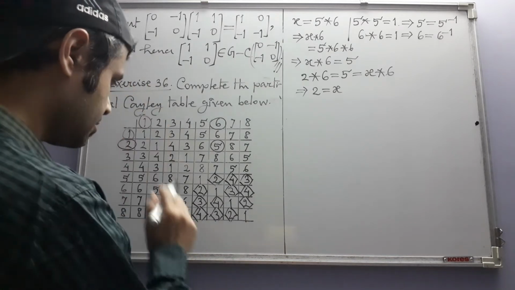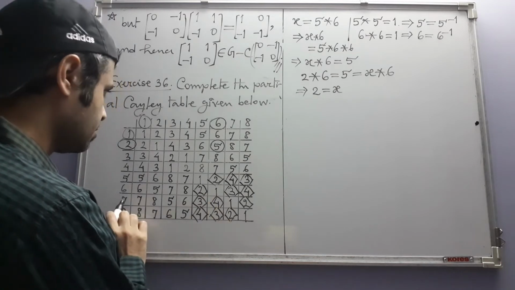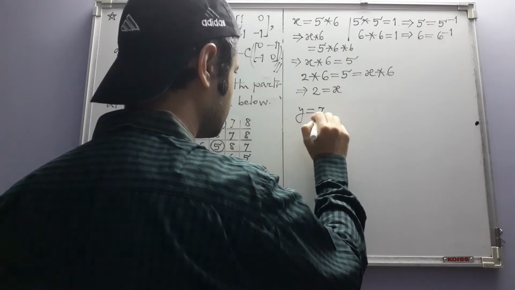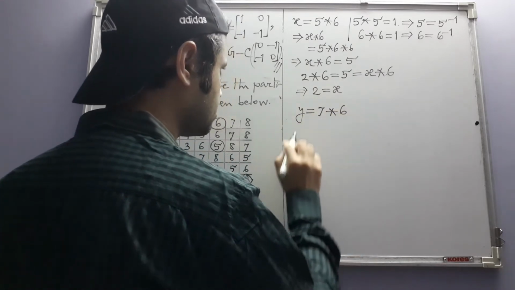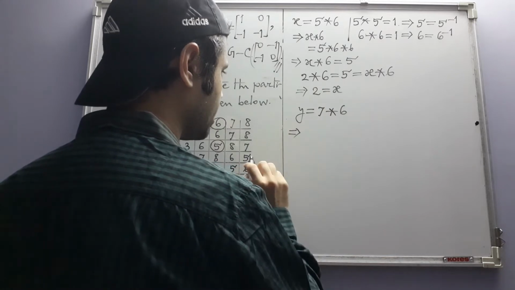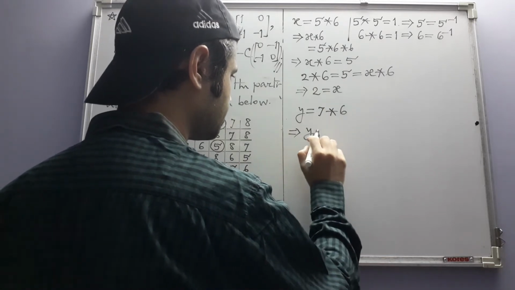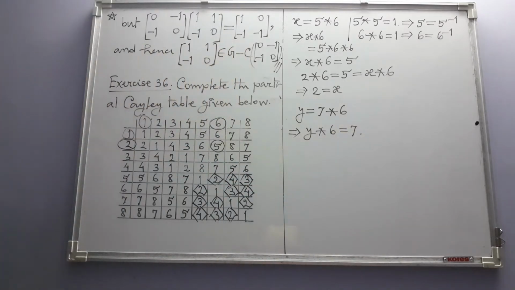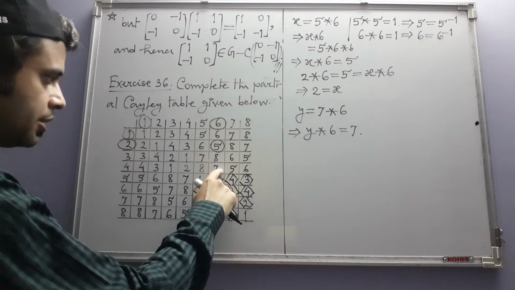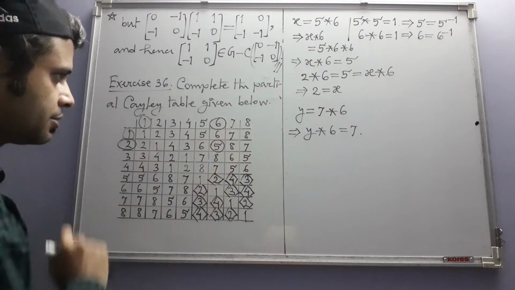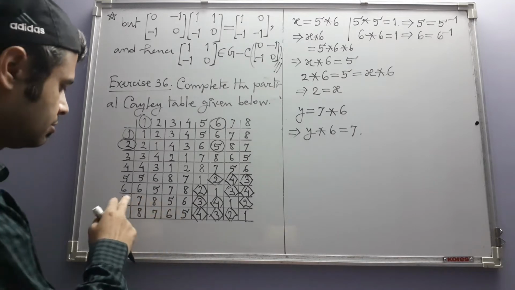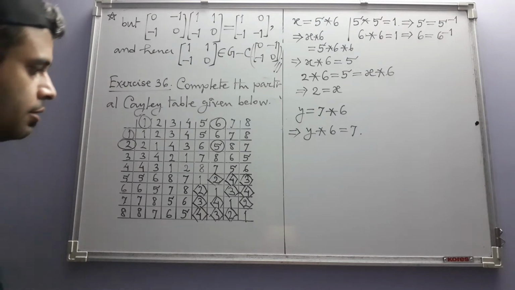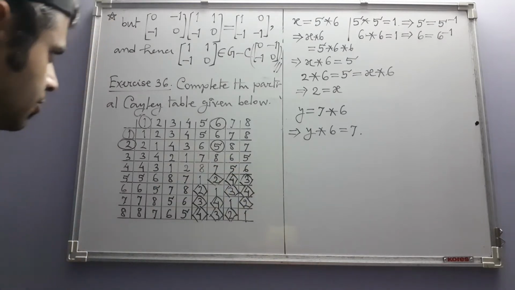For example, let's just see one more. Suppose we want to find 7 star 6. So from the above calculation we see that y star 6 should be equal to 7. So in the column of 6 we see that 4 star 6 is equal to 7. So that's why 7 star 6 is 4. Okay, so that's how you get the missing elements in this table.